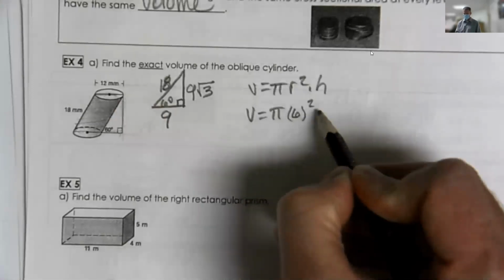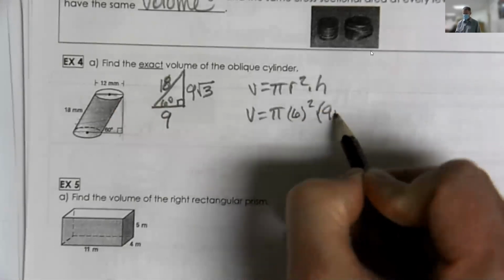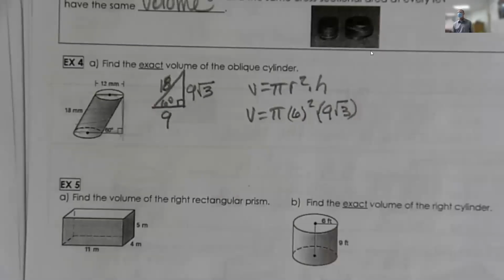And then we know that our height is 9√3. So think about where those numbers are coming from. Just writing them down isn't quite enough. That's the easy part. Understanding where they come from is more the challenge. Why didn't we use the 18 in the formula? Why didn't we use the 9 in the formula?